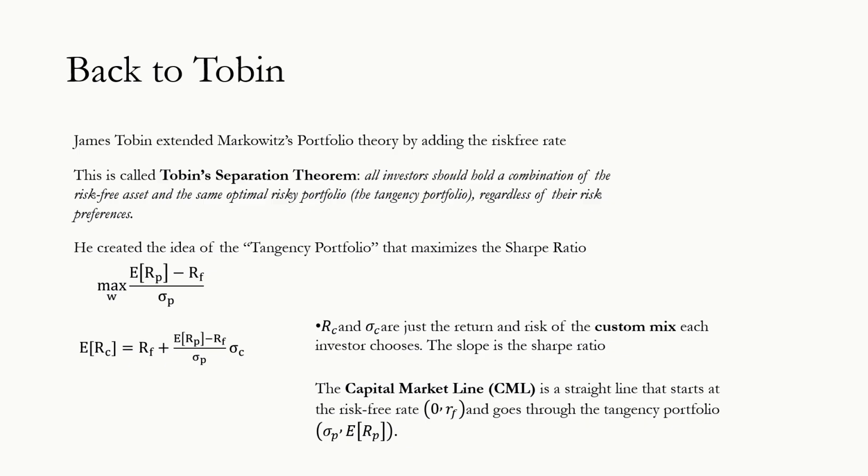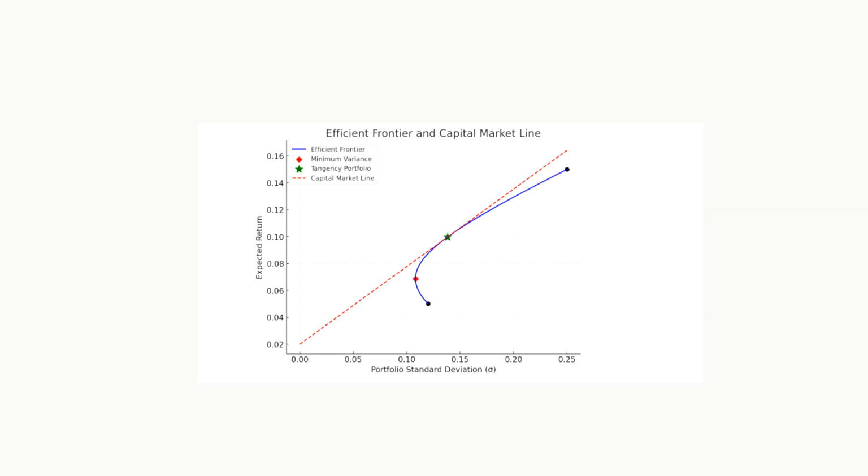And then the capital market line is a straight line that starts at the risk-free rate, which is the intercept, right, 0 RF, and goes through the tangency portfolio, sigma P, expected value of return P portfolio. So this is the capital market line, the red line, which I just talked about. This is the efficient frontier. We've got the minimum variance, and then we've got the tangency portfolio. Okay.